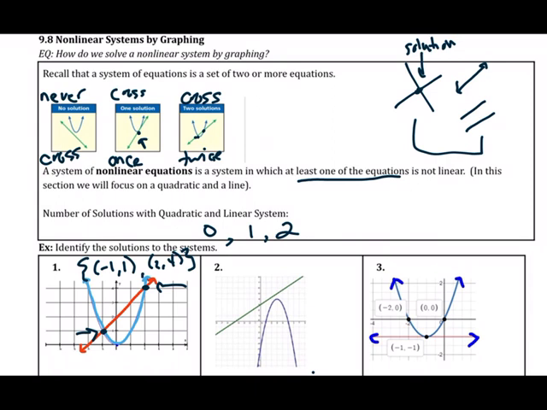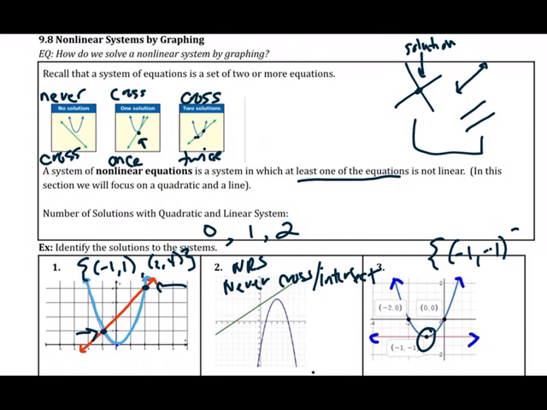I want you to look at number 2 and ask yourself first, how many times do they intersect? And where do they intersect? Well, looking at the green line and the blue parabola, they never cross. So there is no real solution because they never cross or they never intersect. Go ahead and do the same thing for number 3. Look at the blue parabola and the red line and identify how many times they cross first. How many times do they intersect? And that is 1. They intersect once, and that one time is right here. And then go ahead and identify what that solution is. And that solution is the ordered pair, negative 1, comma, negative 1.